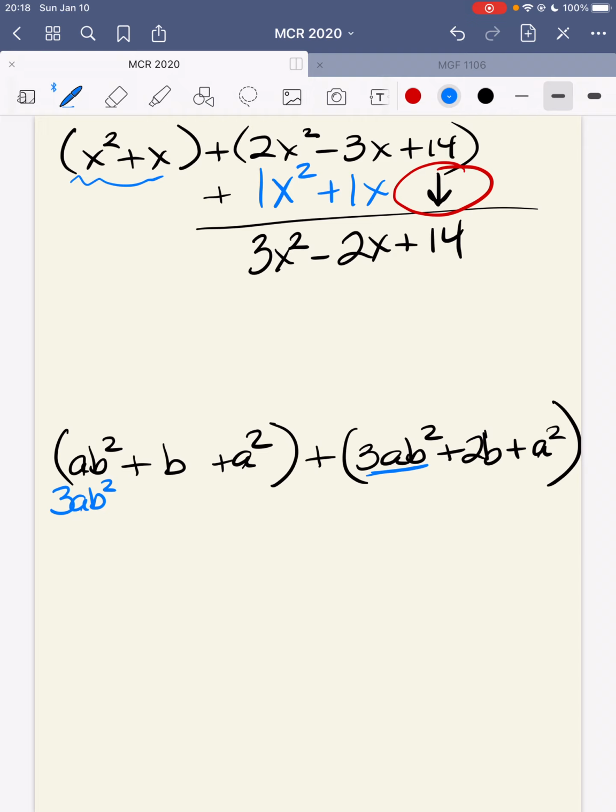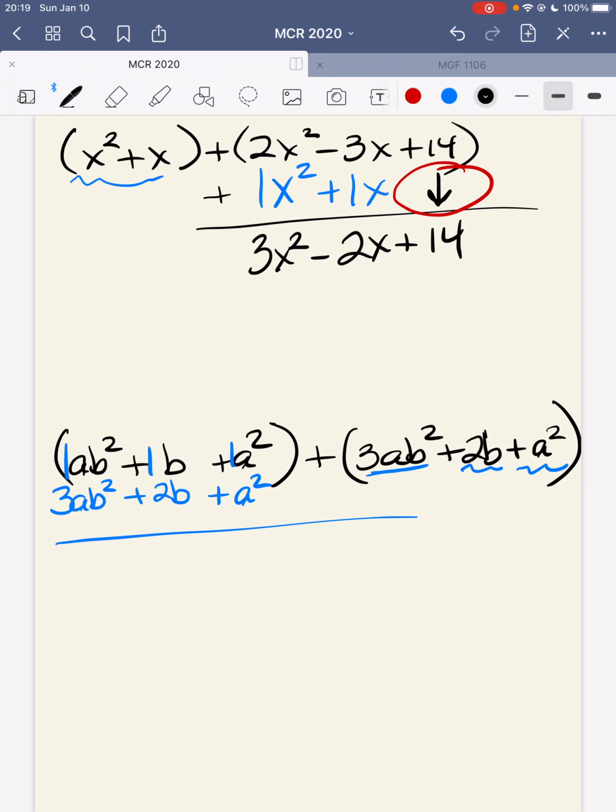Do I have a B? Yes, I have a 2B. So that 2B gets written underneath the B term. And I have an A squared that I'm going to write under the A squared term. And I'm just going to go ahead and add those together. Remember, in front of all these is an invisible 1. So we need to take that in consideration.